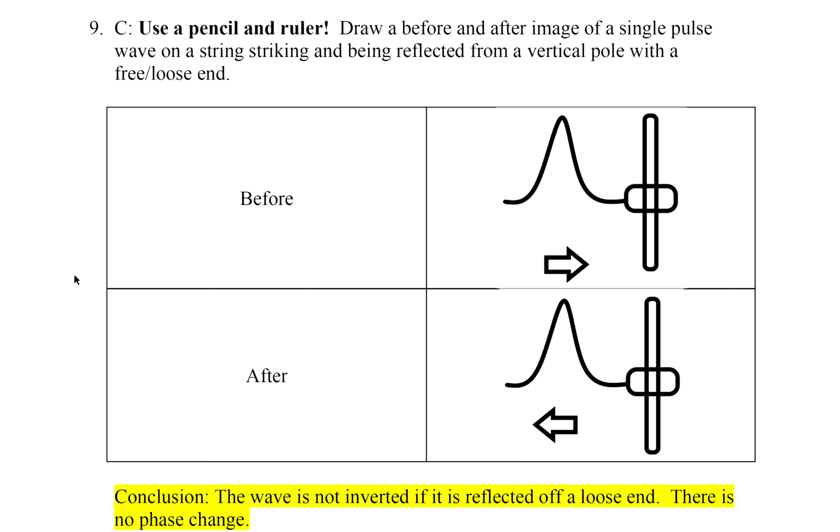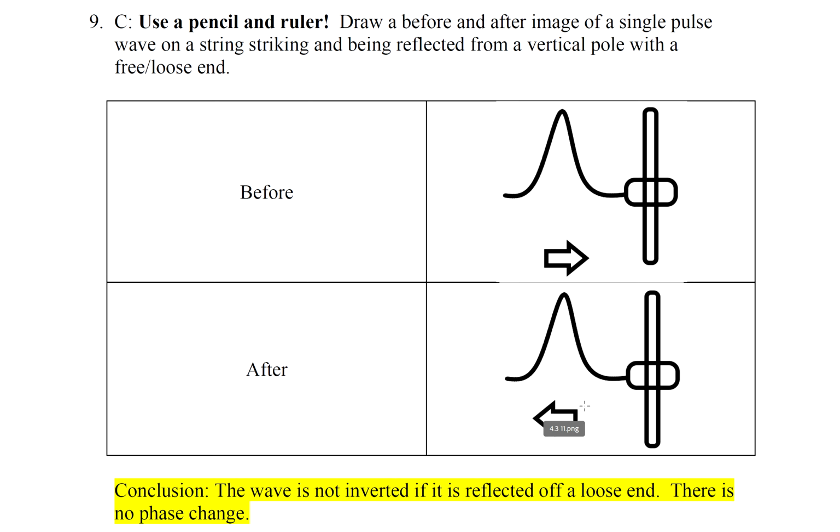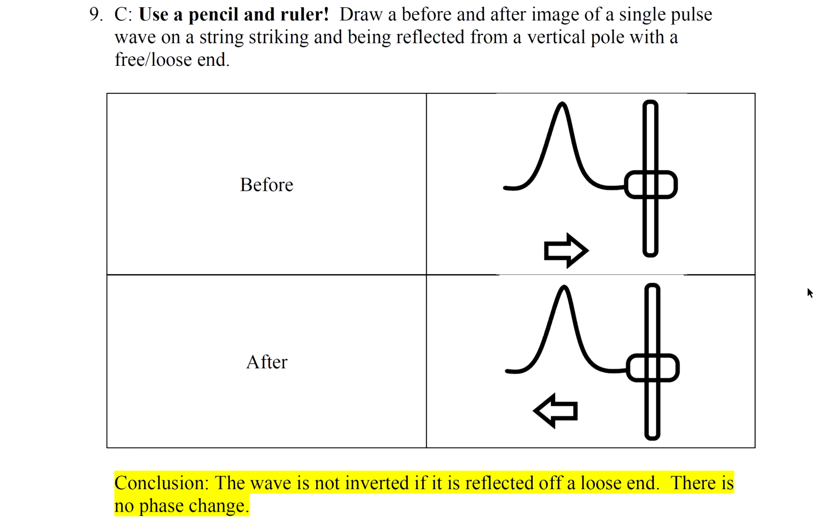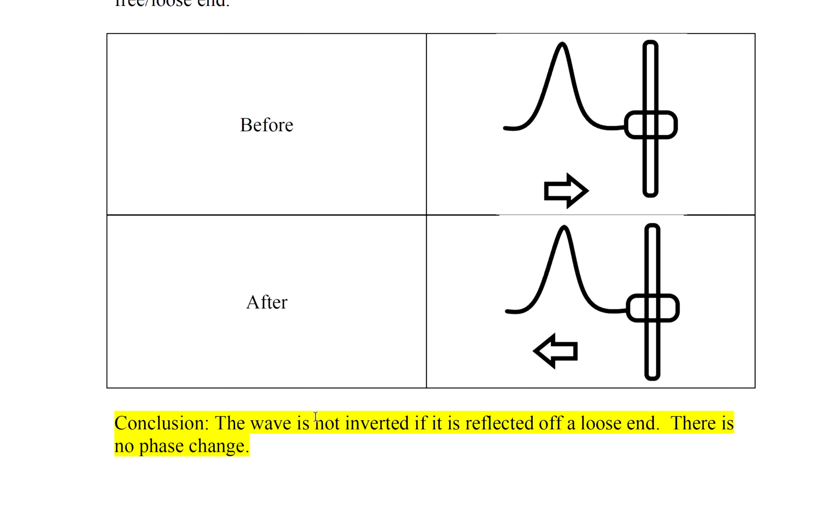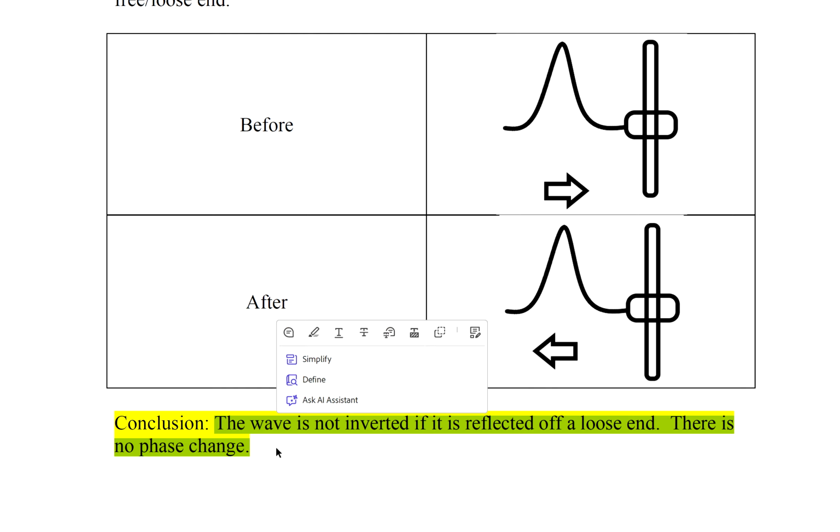Question 9. Draw a before and after image of a single pulse wave on a string striking and being reflected from a vertical pole with a free or loose end. So if this little ring here on the right, which is connected to the rope, is free, it can move up and down. So when this wave travels to the right and hits this ring, the ring goes up and down, and the wave continues to travel to the left. So the wave is not inverted if it is reflected off a loose end. There is no phase change.